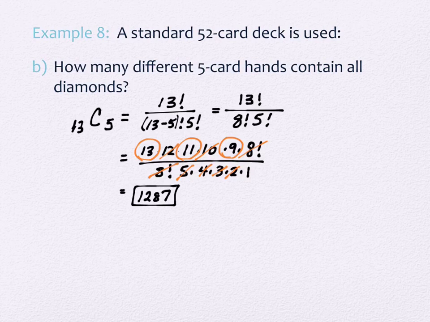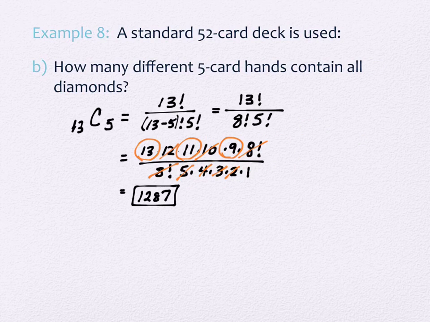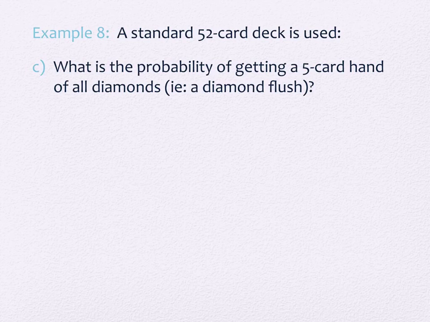All right. Now, part C is a little different. Part A asks for the number of ways of getting all hands of cards. Part B, the number of ways of getting all diamond hands of cards. I can't even talk right. What is part C asking for? It's asking for probability. Not the number of ways things can happen, but the probability that something will happen. Okay, so put your probability hat back on. We want the probability of getting 5 or all diamonds.